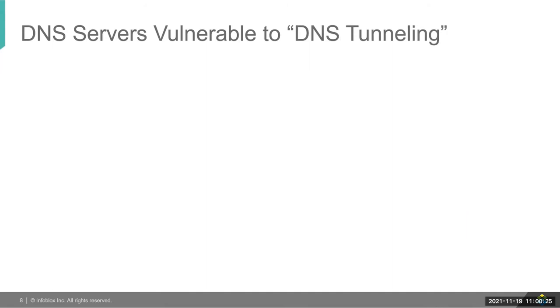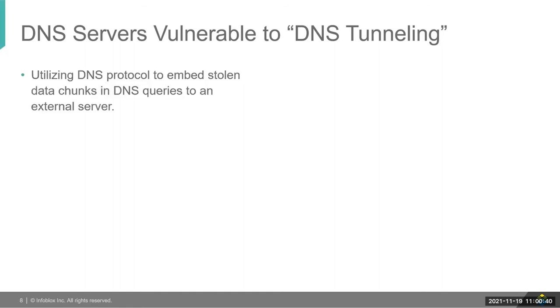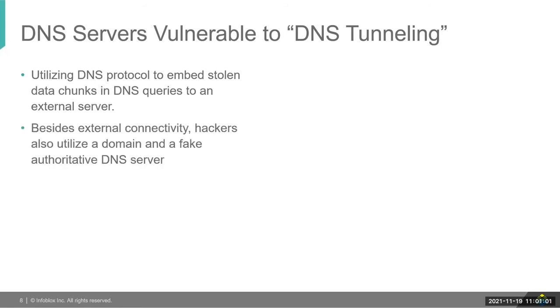So the third example of how DNS servers are exploited is called DNS tunneling. This tends to be a little bit more visible in the news nowadays because it's about data exfiltration and stealing data. How it works is that it uses the DNS protocol, the traffic that goes through port 53. If the hackers are utilizing this method, they would embed stolen little bits of data in each DNS query, which is sent out to an external server.